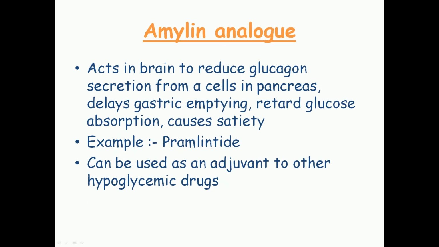Now we will see about amylin analogs. Amylin analogues basically act in the brain to reduce glucagon secretion from alpha cells in the pancreas. They delay gastric emptying, they retard the glucose absorption, and they cause satiety. All these actions are basically to lower the blood glucose levels, as any other oral hypoglycemic drug does. So the example of an amylin analog is Meglitinide. This drug can be used as an adjuvant to other hypoglycemic drugs.